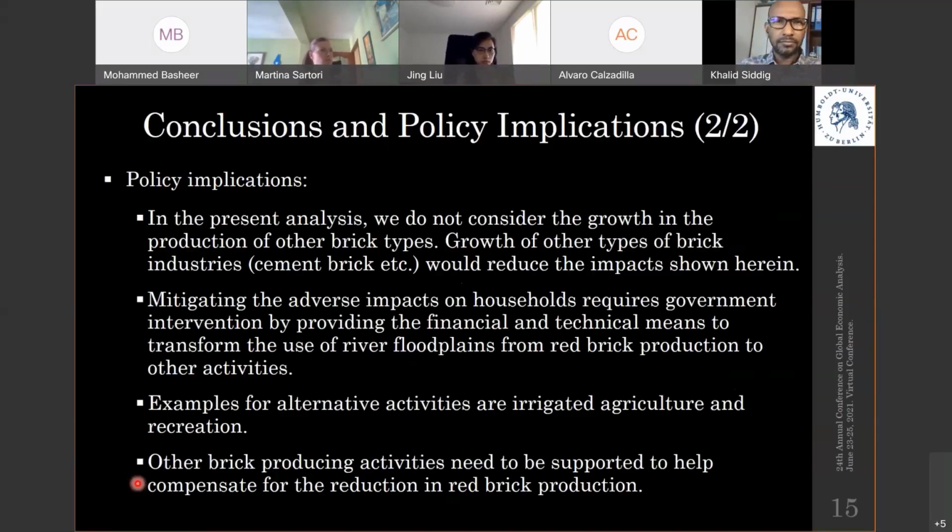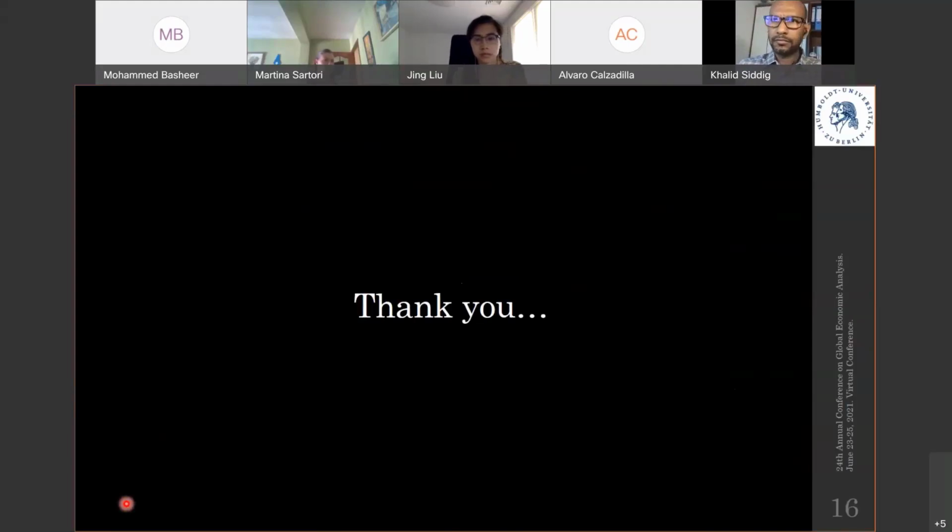And also, government can help reduce the impacts on households by providing financial and technical support to transform the use of floodplains from the production of bricks to other activities. Alternative activities for using floodplains could be irrigation, agriculture, or recreation. And as I said, other brick production activities, if supported, could also help compensate for the reduction in red brick production. These are all the slides I have.